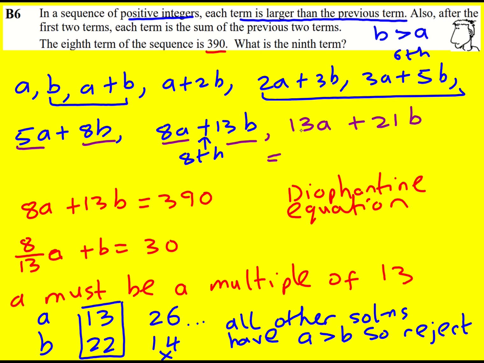A is equal to 13. 13 squared is actually 169. And then 21 times 22. Well, 21 squared is 441. So I just need to add another 21 on, which will give me 462.